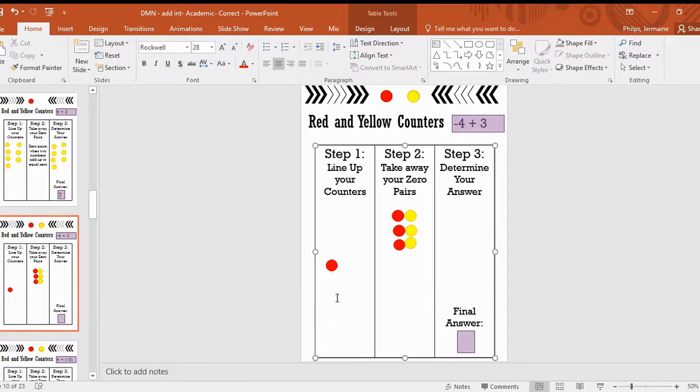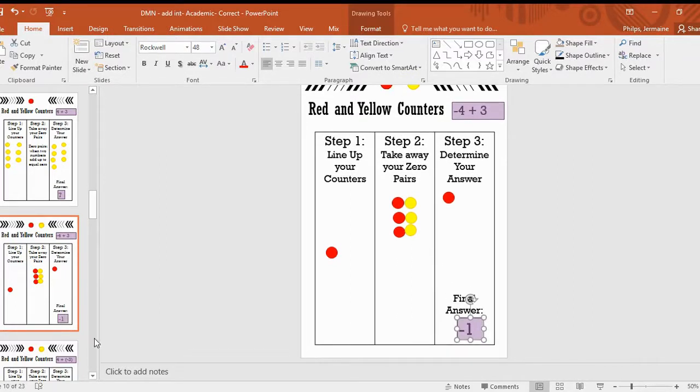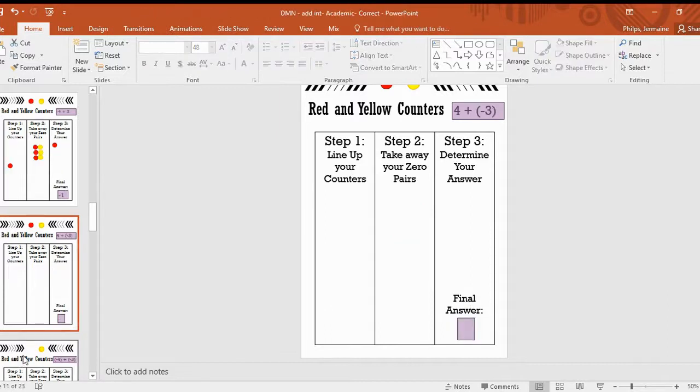And now I look back at my step 1 and I see what I have left. All I have left over is a red counter. So I'll bring it over to step 3 and put that in here. So since I have 1, I'll put 1. But wait, I gotta remember this is a red counter, and red counters are always negative. So my answer is actually gonna be -1. Okay, let's go down to our next problem.